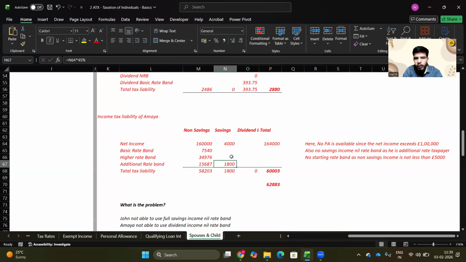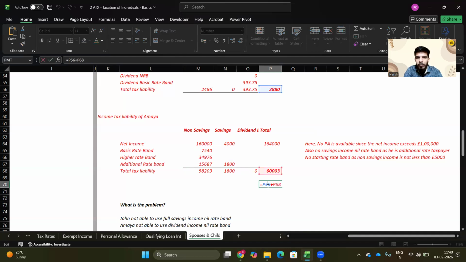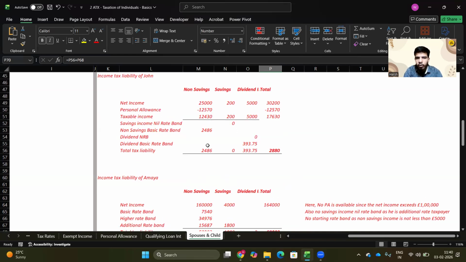Then you move to savings income. Savings income has £1,800 of tax, because £4,000 at 45%, as we are in the additional rate band. So £60,000 was my tax liability, and the total tax liability of both partners remains at £62,883. Savings income nil rate band isn't available because she is an additional rate taxpayer, and no starting rate band is available for both of them, as non-savings income is not less than £5,000. In both cases, non-savings income is less than £5,000, so you do not need to think of the starting rate band here.